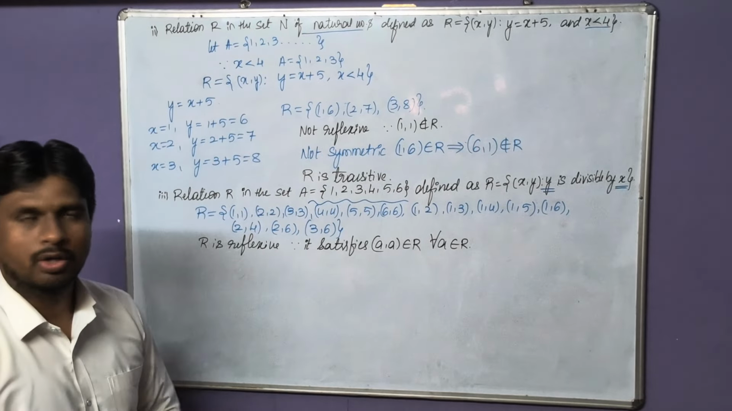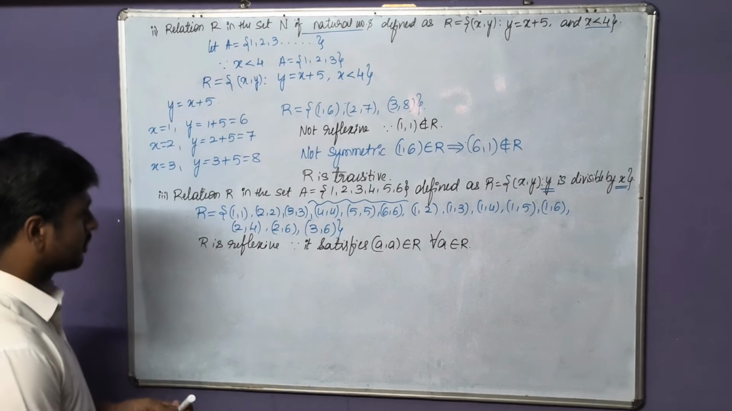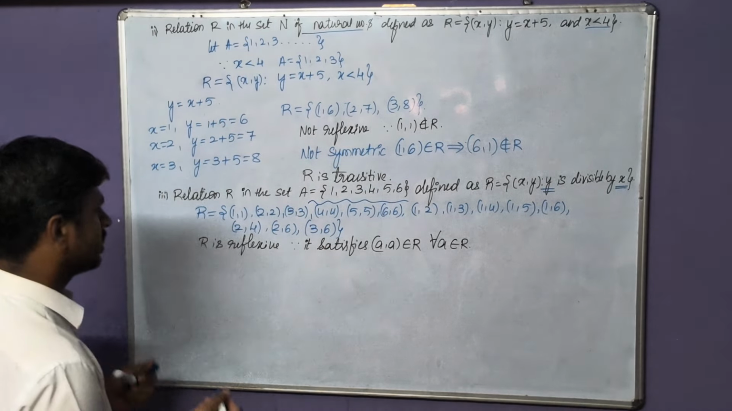We have all identical ordered pairs for the given elements of set A. Finish. So we can say that the given relation is reflexive. Can we say that the given relation is symmetric?